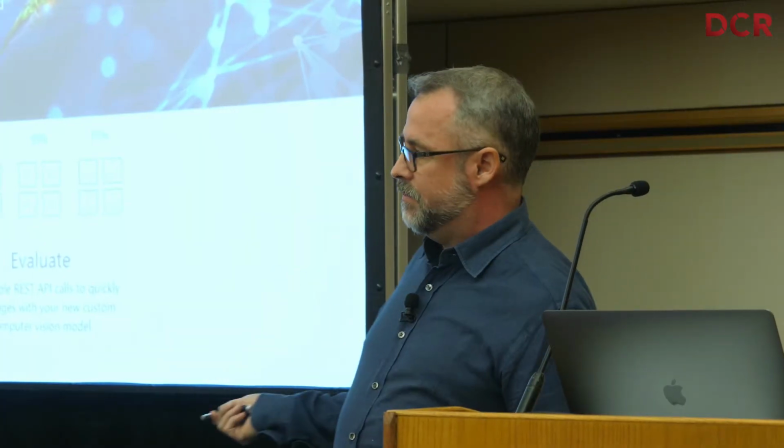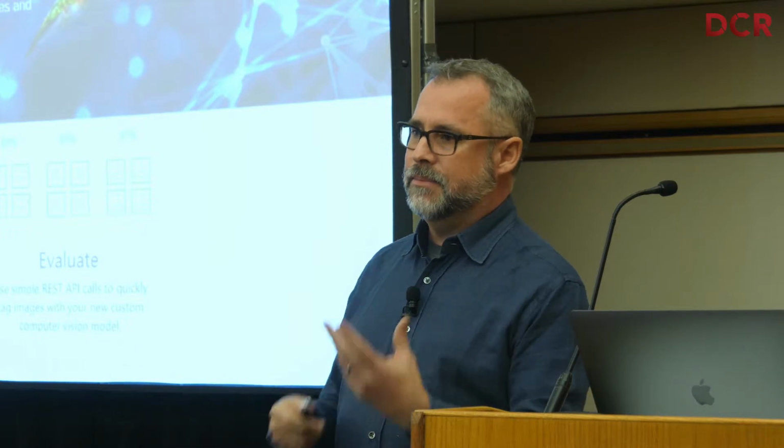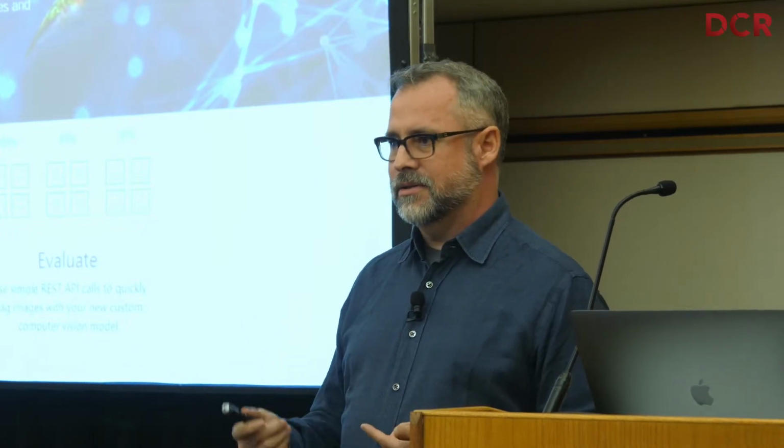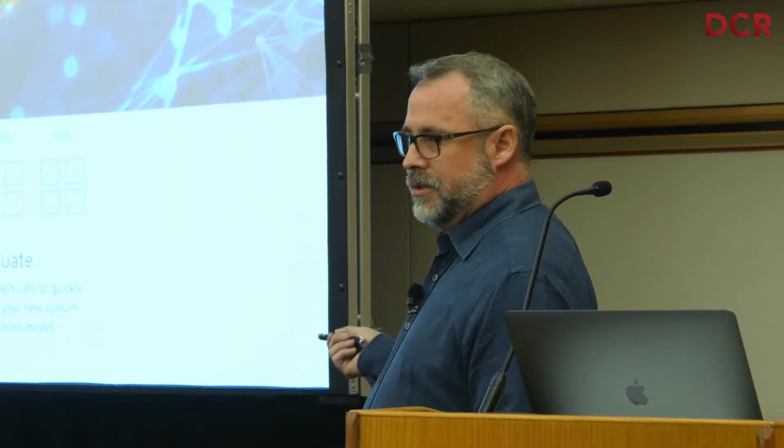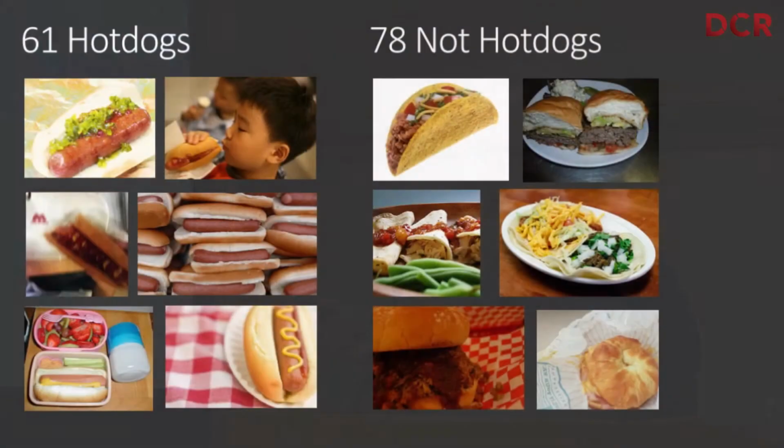So in my case, I'm going to give it a bunch of images of hot dogs and a bunch of images of things that look kind of like hot dogs that are not, so it can discriminate a bit better. I can just upload them to this service, and it will build one of these transfer learning models for me. Has a nice sort of web UI. Here's an example for this particular project that I'm working on, where I've got 61 pictures of hot dogs, 78 pictures of things that look like hot dogs but are not.